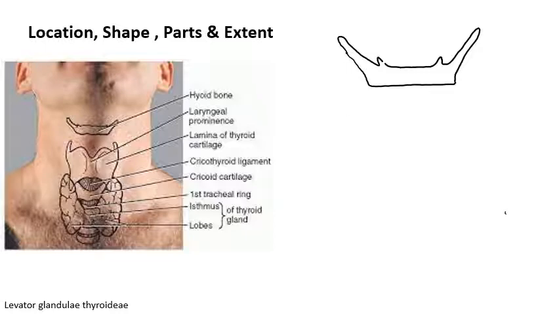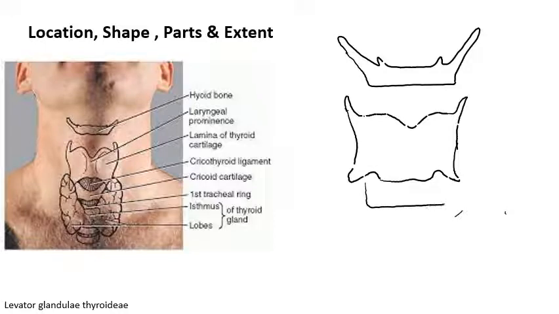Thereafter, the superior horn of the thyroid cartilage, the superior border, it joins its opposite partner at the angle, superior angle, and then there is the superior horn of the other side. The laminas, and then we have the cricoid cartilage.